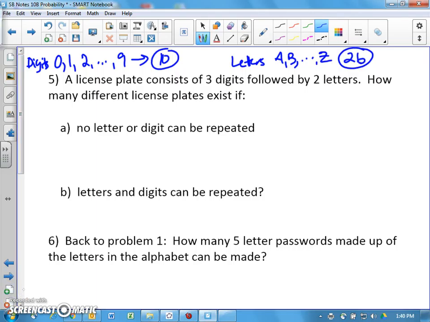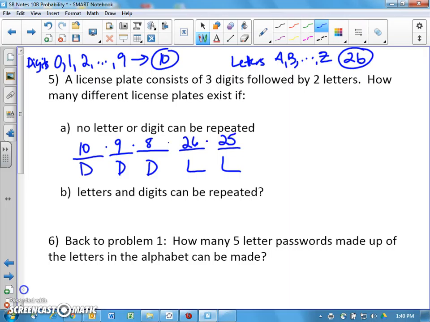So in the first situation, no letter or digit can be repeated. So we have 3 digits followed by 2 letters and no repeats. I would have 10 choices for the first digit, only 9 for the second, and 8 for the third. For the letters, I would start with 26, and then I would have only 25 choices for the second. Then we would multiply all of those numbers together, and we would get 468,000 different license plate options.